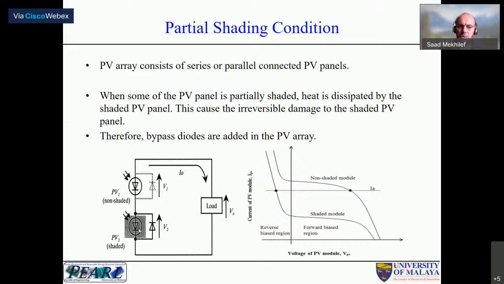on these cells will be significantly reduced compared to the other cells. And these cells will become like a load for the other cells. It means all the current generated by the other cells will be dropped through these cells. This is what happens when we have non-shaded cells, and this is what happens when we have shaded cells. This is the impact of current and power reduction on the solar cells.